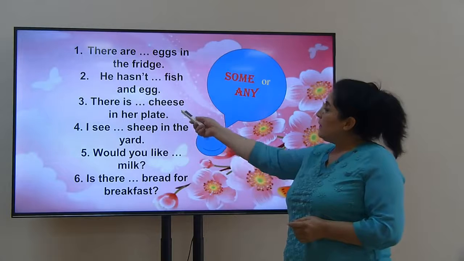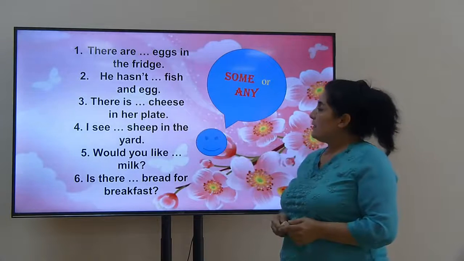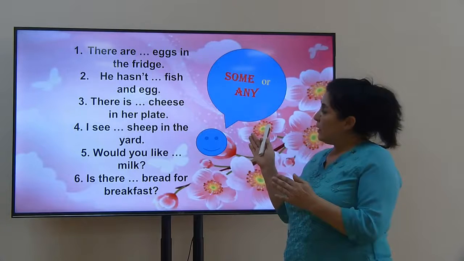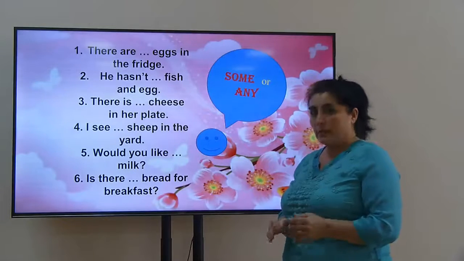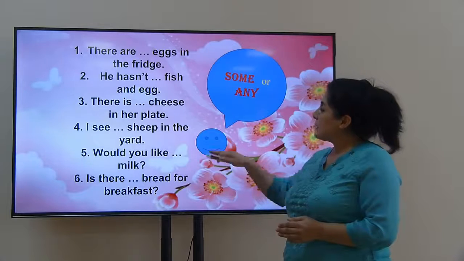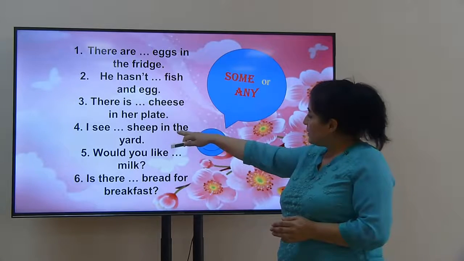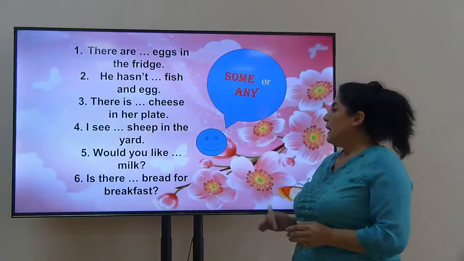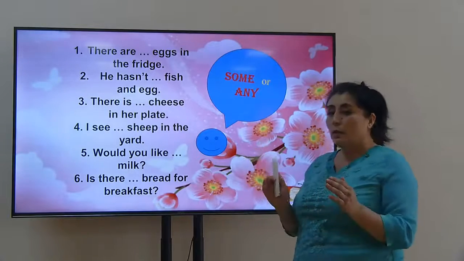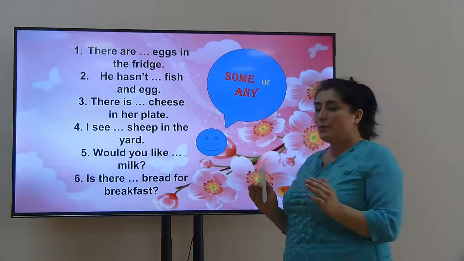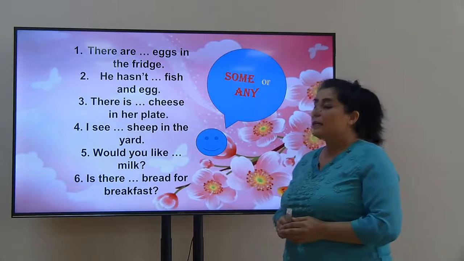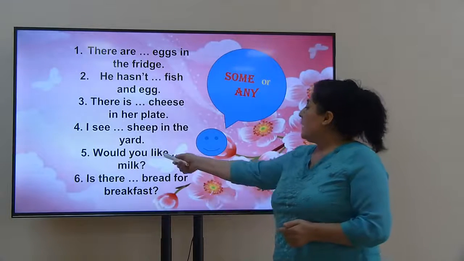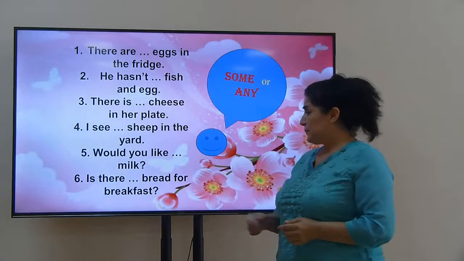Third one: there is cheese on her plate. It is also a positive sentence. That is why we use some. I see sheep. I see some sheep in the yard. Would you like milk? Its structure is a question, but its meaning isn't a question. It is an offer sentence. That's why we use what? Some or any? Yes, you're right, some. Would you like some milk?